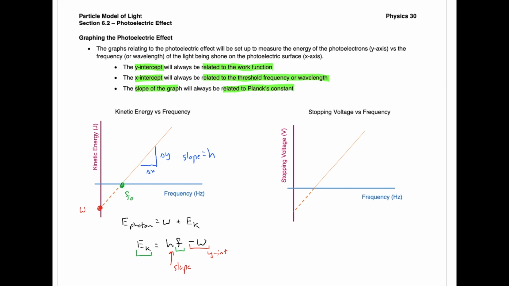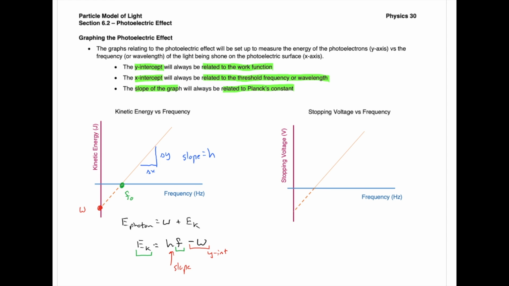This is an extrapolation. Remember, the threshold frequency is the minimum frequency of light at which electrons are emitted. So any frequencies lower than that aren't going to emit any electrons, so none of them will have any kinetic energy. We can only get data points actually in this region here. This is an extrapolation, and it's a useful extrapolation because that will give us the work function. On the other side, we have now stopping voltage versus frequency.